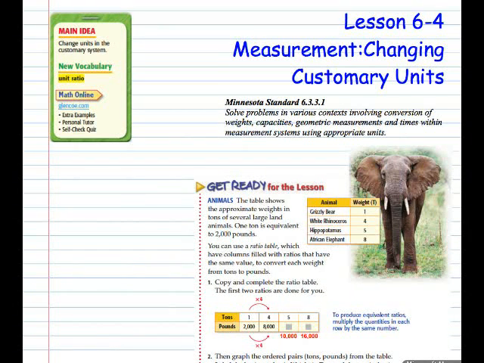This is lesson 6-4. Measurement, changing customary units. The table shows the approximate weights in tons of several large land animals.